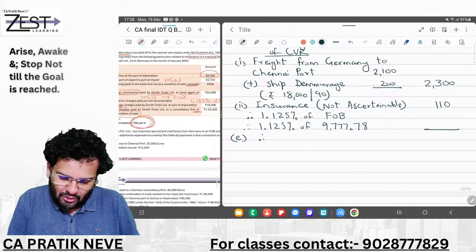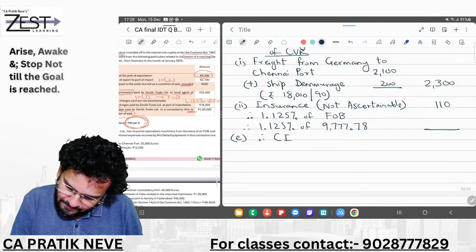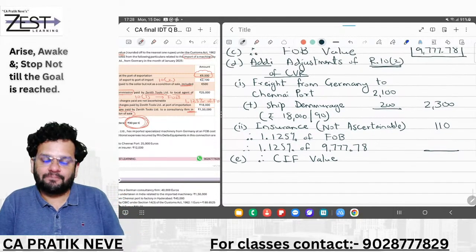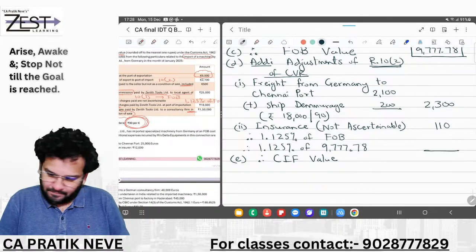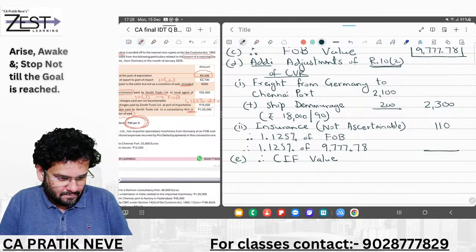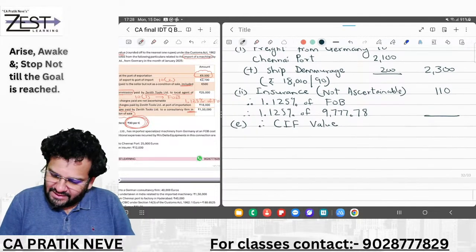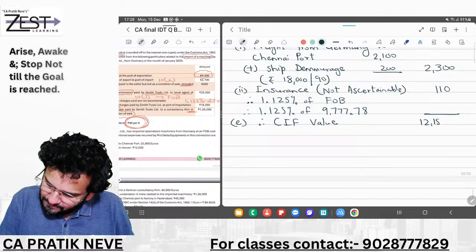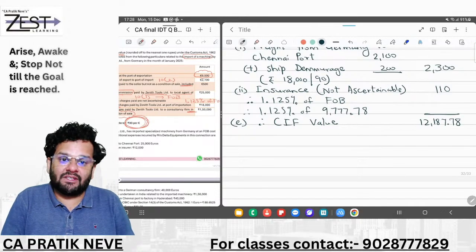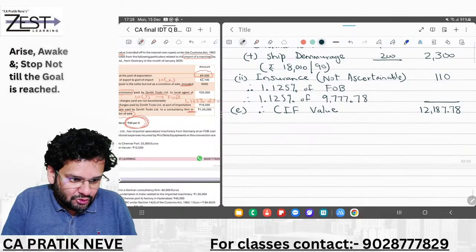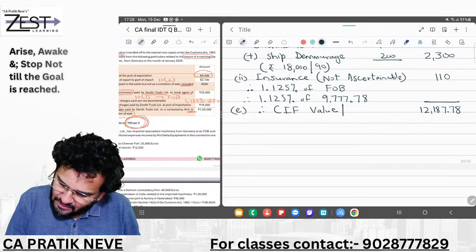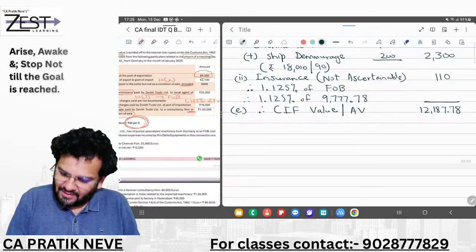Each and everything is now covered. Isn't your CIF value 12,187.78? And mind you, this is euros. So CIF value, assessable value.